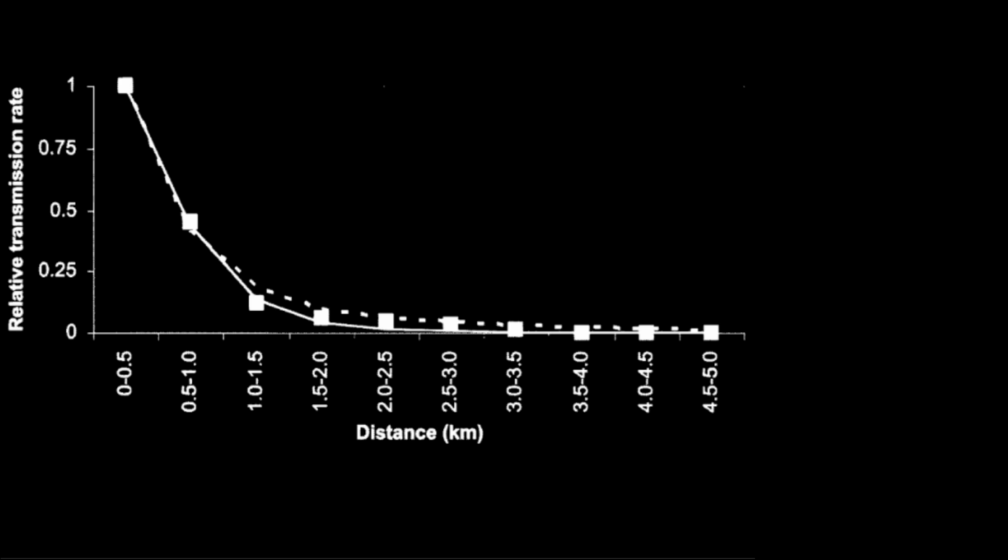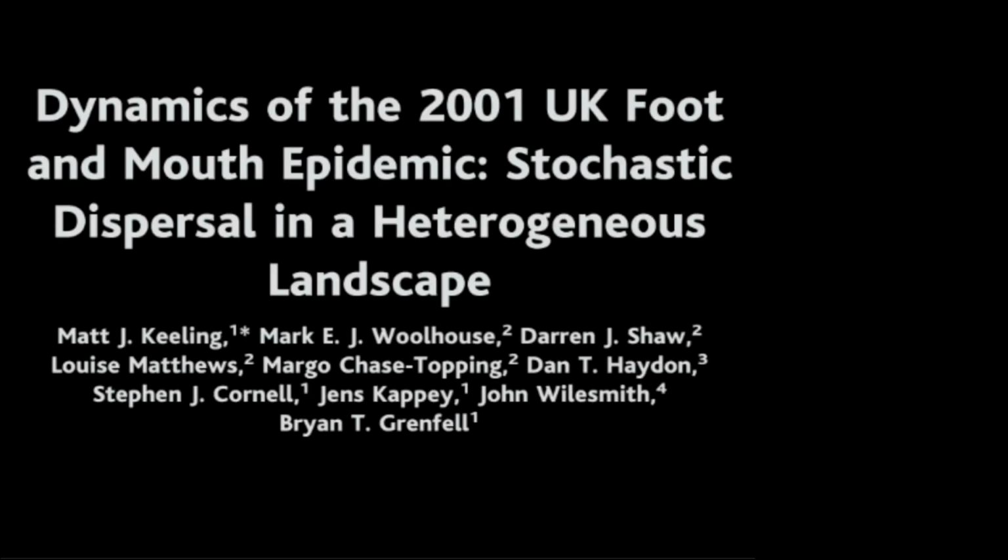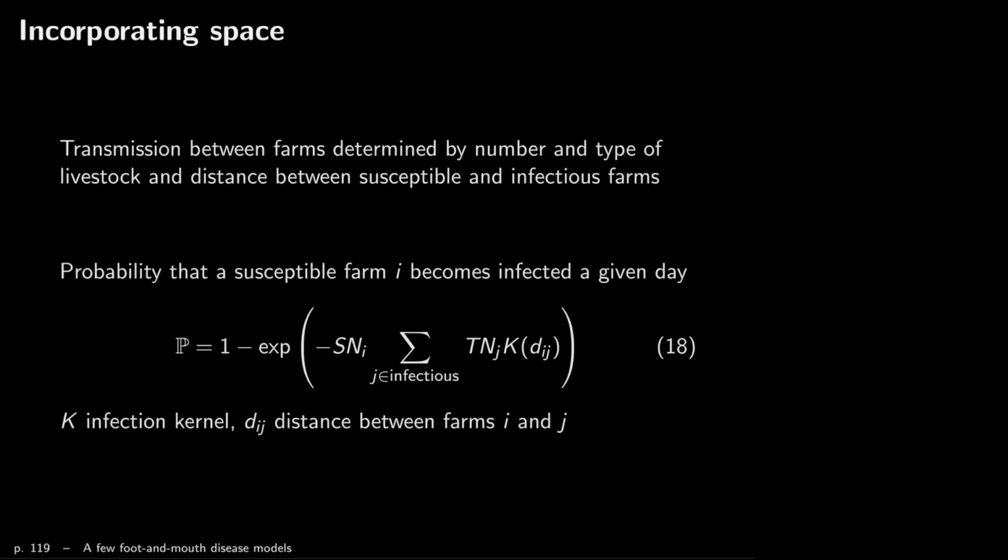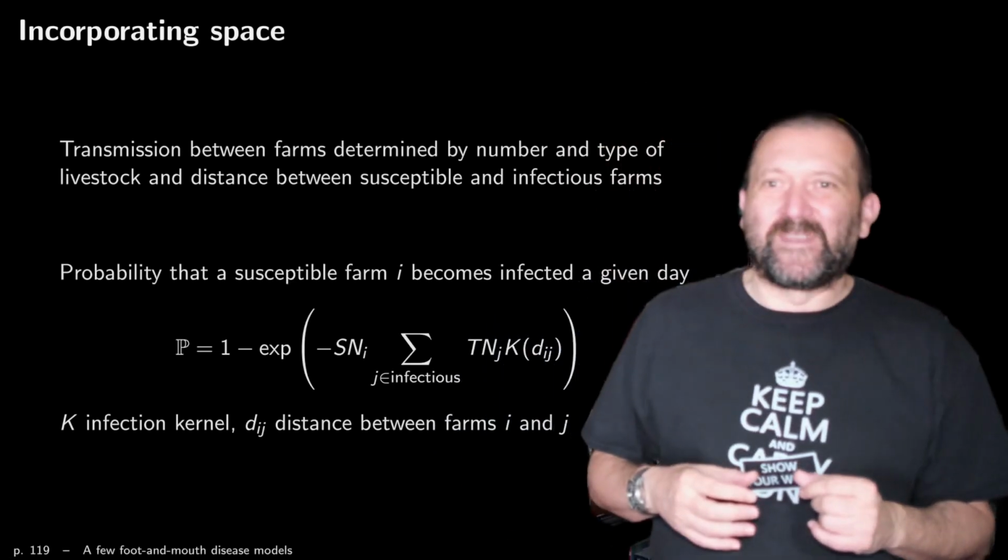And so here we're moving towards models where distance is taken into account explicitly. And let me show you one such model here. So this is a model of Keeling, who's also someone who's done a lot, and Grenfell plus Woolhouse. So these are very important people in epidemic modeling altogether. And so this is a model that they published in Science in 2001 about the 2001 UK pandemic. And here we see the kernel I was talking about.